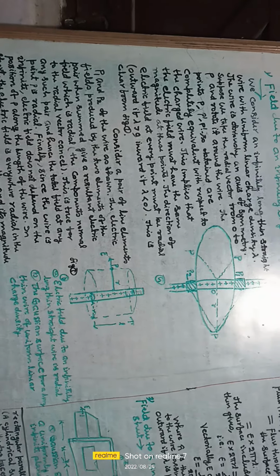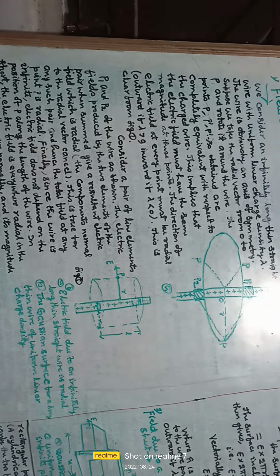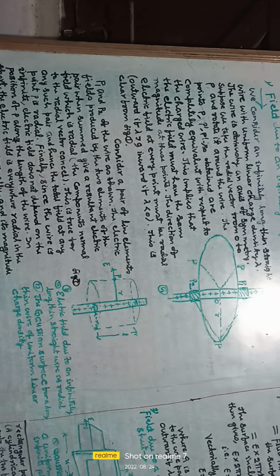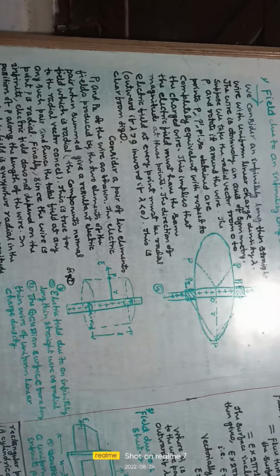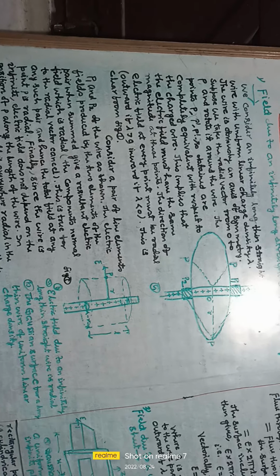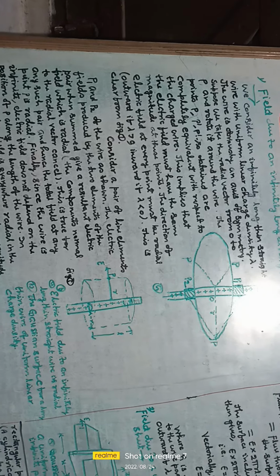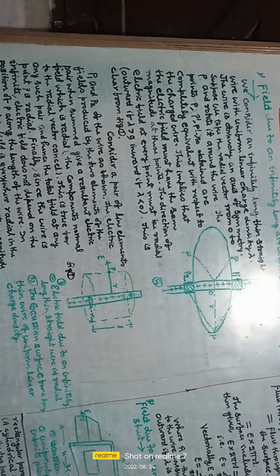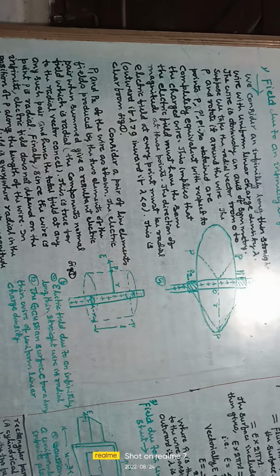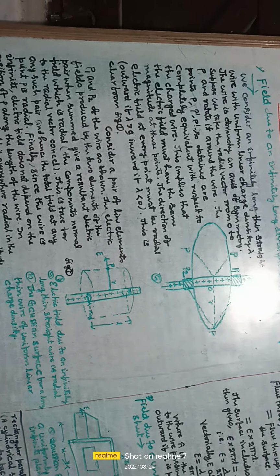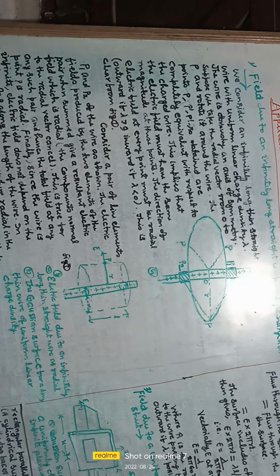Consider a pair of line elements P1 and P2 of the wire as shown. The electric fields produced by the two elements of the pair, when summed, give a resultant electric field which is radial. The components normal to the radial vector cancel. This is true for any such pair and hence the total field at any point P is radial. Finally, since the wire is infinite, the electric field does not depend on the position of P along the length of the wire. In short, the electric field is everywhere radial in the plane cutting the wire normally and its magnitude depends only on the radial distance r.